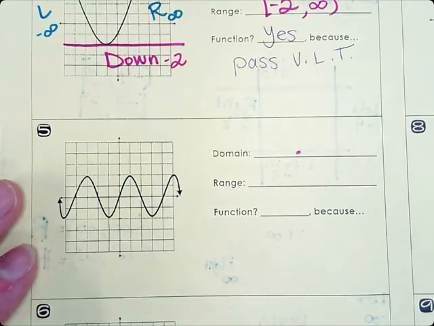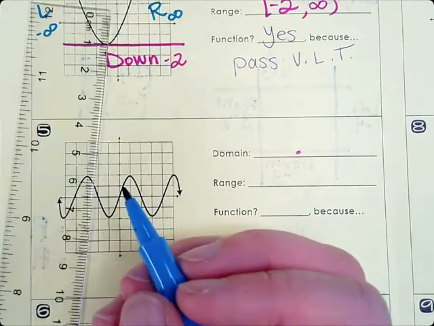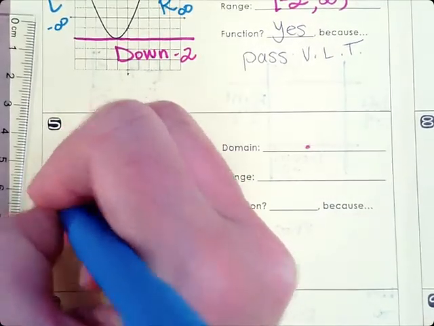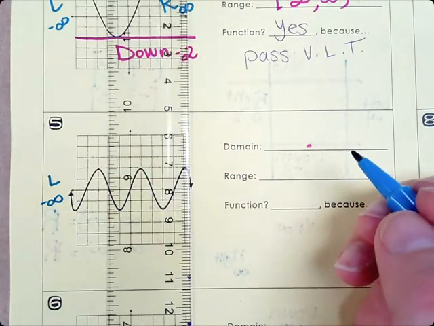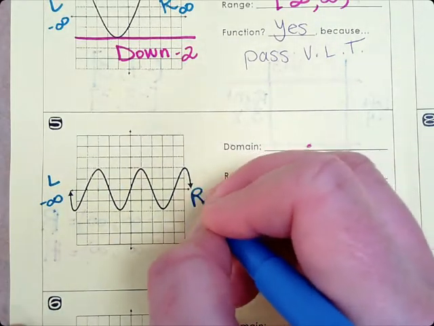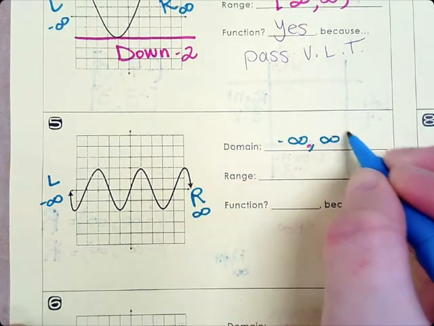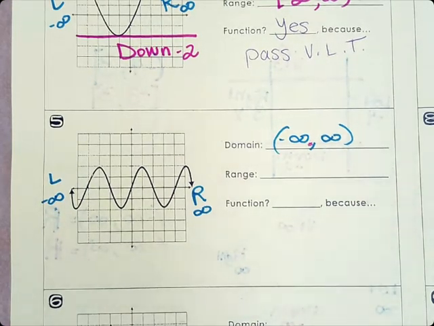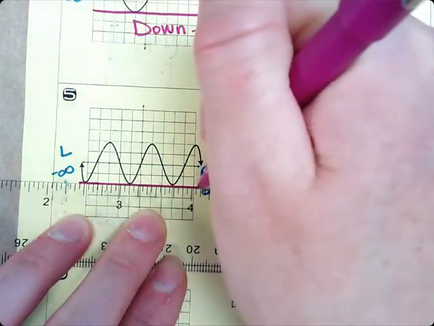Number 5, domain is how far left it goes. I cannot put a fence here because it's going on and on to infinity. So left is negative infinity. Same thing for the right side. I cannot put a fence there. So right is positive infinity. Then my range, it will go down to here.